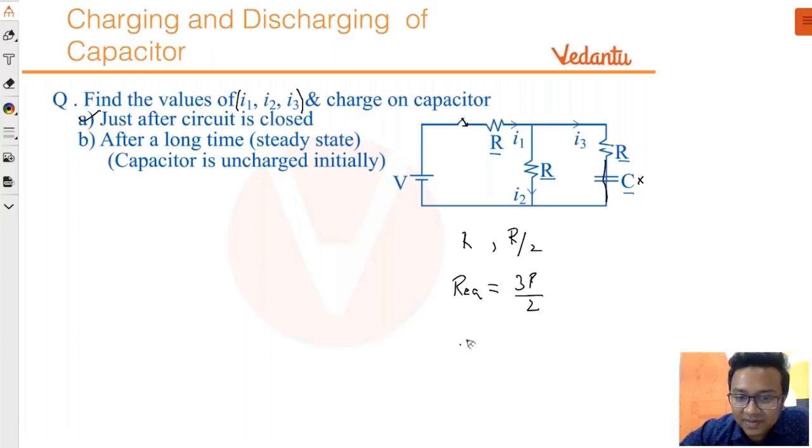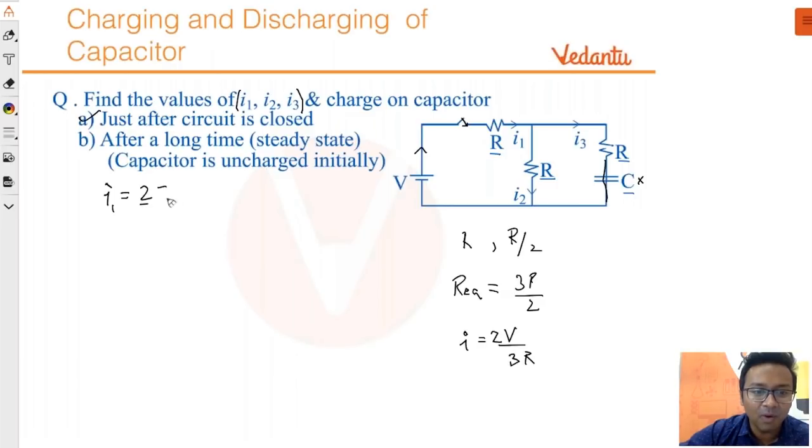The current drawn from the cell will be I equals V divided by R equivalent. So students, that would be 3R, and in the numerator I'm going to have 2V. All right, students. Now that is going to be the current given by the cell or the battery. So what is going to be the value of my I1? That is exactly the current provided by the cell. So that is going to be 2V upon 3R.